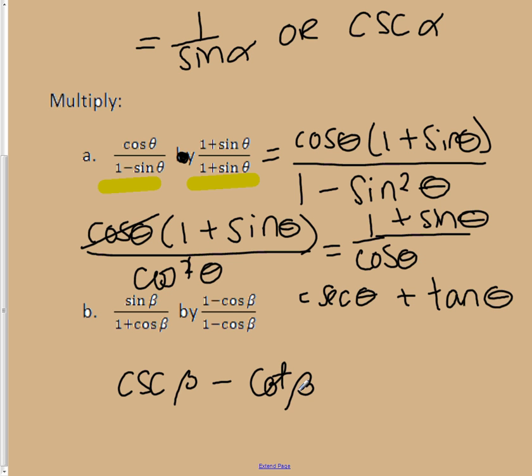And hopefully what you guys have is the cosecant of beta minus the cotangent of beta.